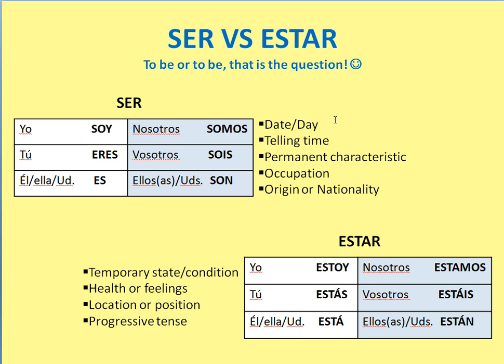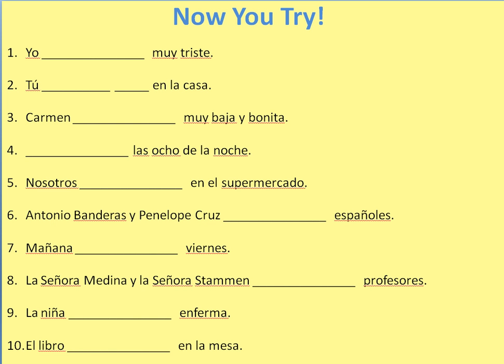So those are the different times. For estar, one of the best things you can do is to remember how you feel or where you are. Always use the verb estar. Those are the two main reasons of when you're going to use estar. So now let's go ahead and try.